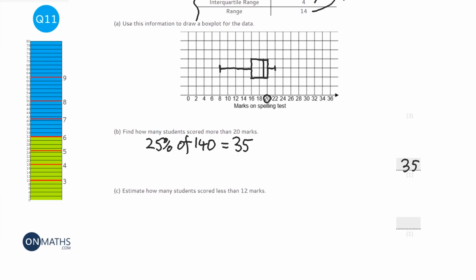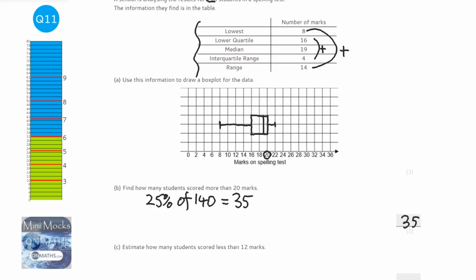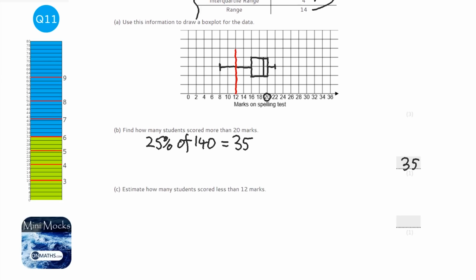Next one, question C. Estimate how many students scored less than 12 marks. So let's have a look at 12 marks. 12 marks is here. And 12 marks is halfway between the lowest value and the lower quartile. So we know there's 35 students who are in that quarter. And so we're going halfway there. Now we can't really say 17.5, that doesn't make much sense. So on this question I would expect that you could either write 17 students or 18 students. And what am I going to say? I'm going to say 17 students. It doesn't actually matter which one you write down because you've shown that it's 17.5, well you can't get half a student, so let's go for 17 or let's go for 18.